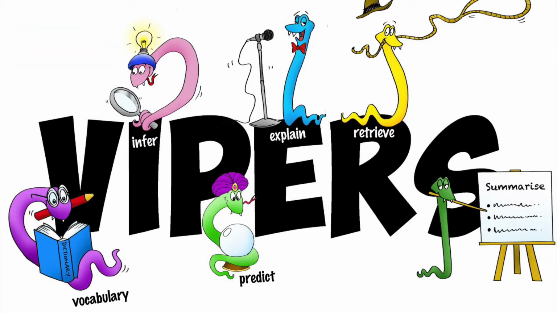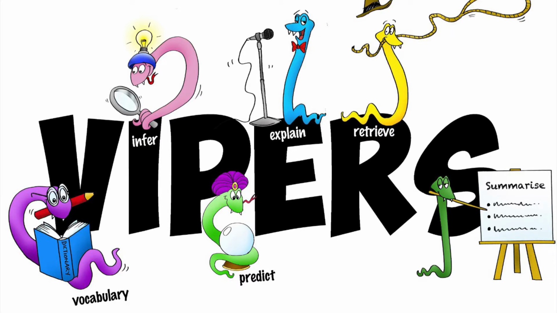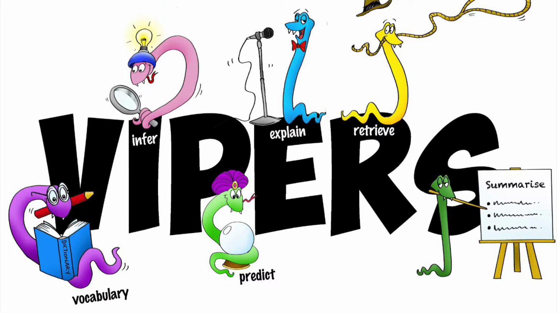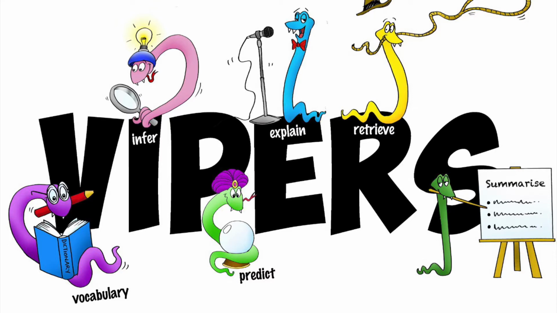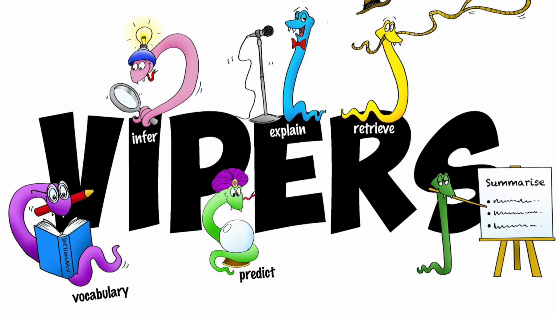It's me on reading day 3, the day we create our own VIPERS questions. Year 6 have written their own VIPERS questions many times. V in VIPERS stands for vocabulary, I stands for inference, P stands for predictions, E stands for explaining something in the text, R stands for retrieving information, and S for summarising the text.